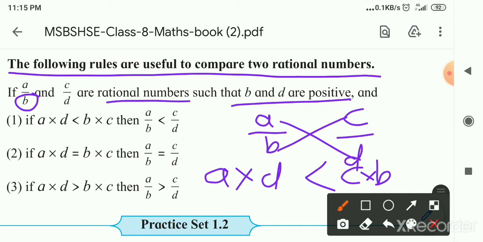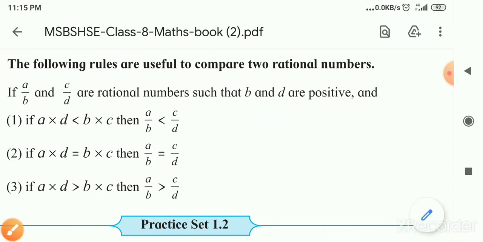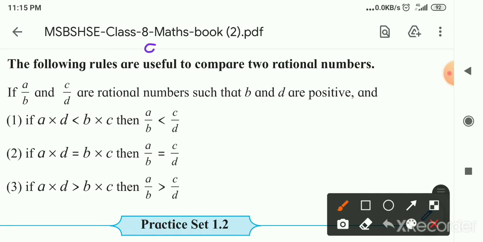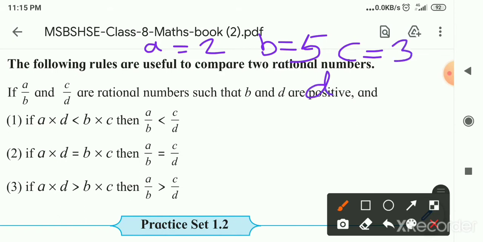So let us see how this is correct. First of all, for that we will take some numbers. So a is equal to 2, b is equal to 5, c is equal to 3, and d is equal to 7. Now we will do the multiplication.